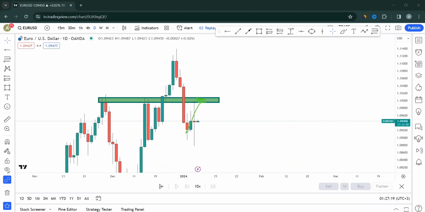Are you getting it? So there is no reason for me to start looking for buys when I'm still below this strong level here. Are you getting it? So closure of a candlestick is very, very important. The time frame doesn't matter, right?